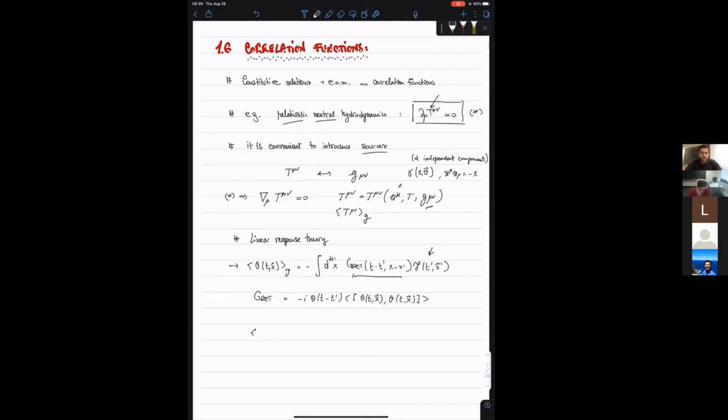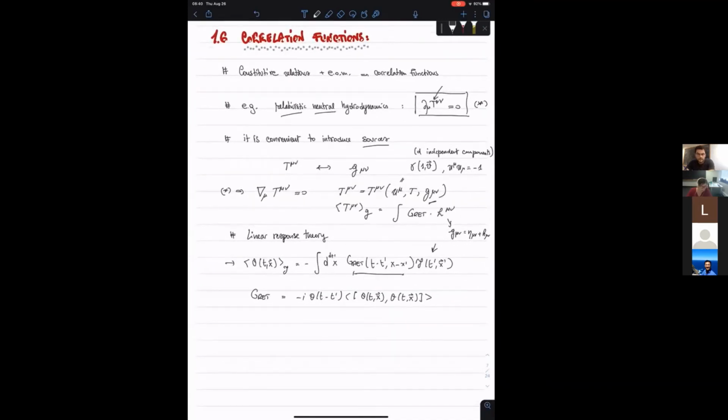Okay. So in our case, this would be something like this, schematically, G retarded times a perturbation, which I can write as h_mu. h_mu is the perturbation around the Minkowski vacuum. Okay. So we can determine the retarded correlation function.